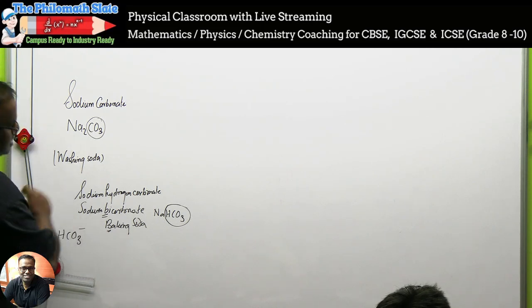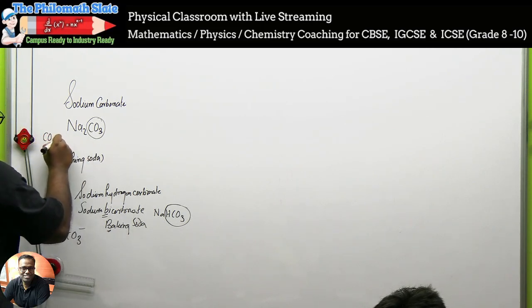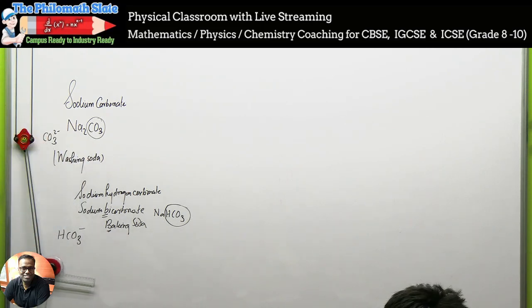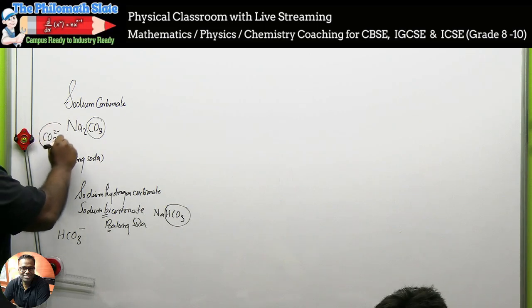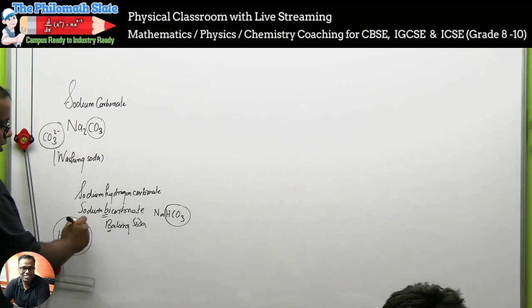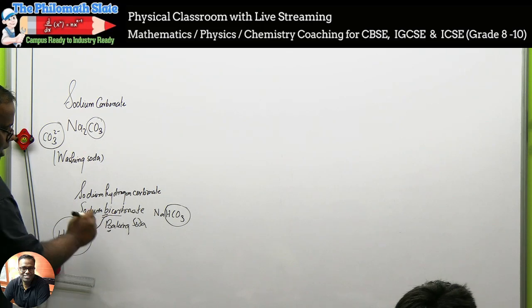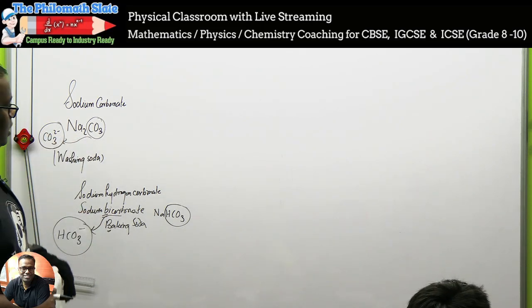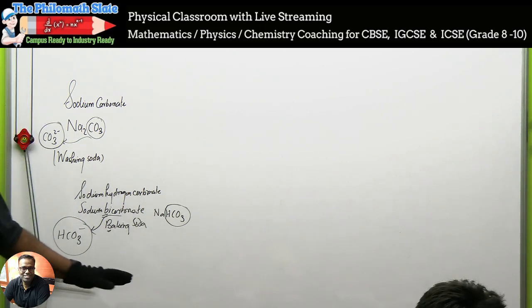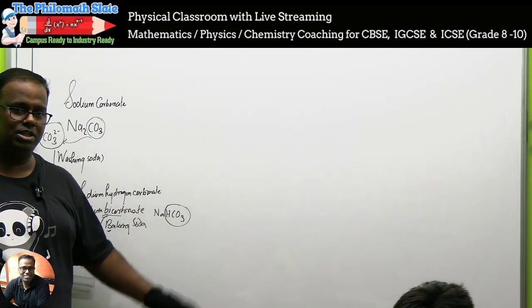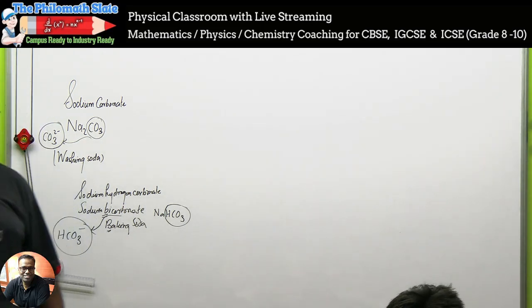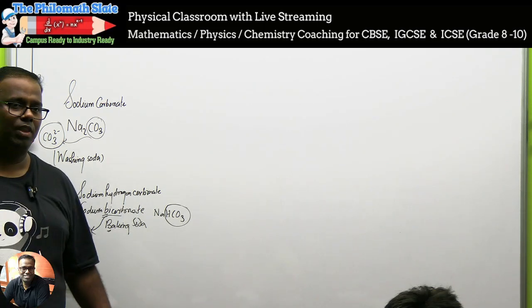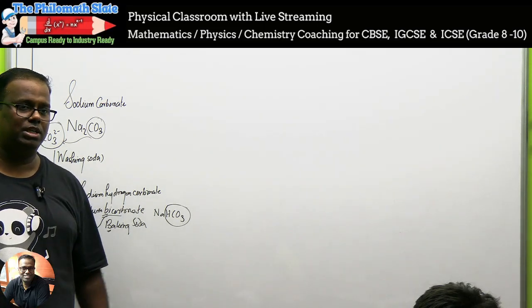HCO3 minus, and here is CO3 2 minus. What is this 2 minus? Slowly we will learn. Just remember this much: bicarbonate anion is HCO3, carbonate is CO3. These are the things I will keep chipping in, although the question has nothing to do with this. 2 minus. It has 2 negative charge on its head.